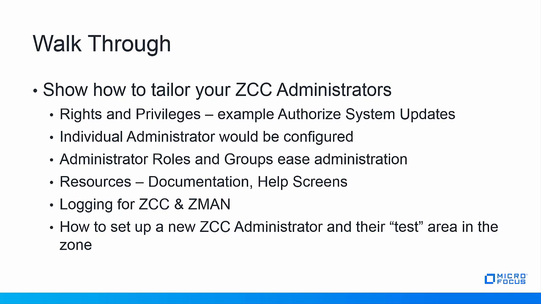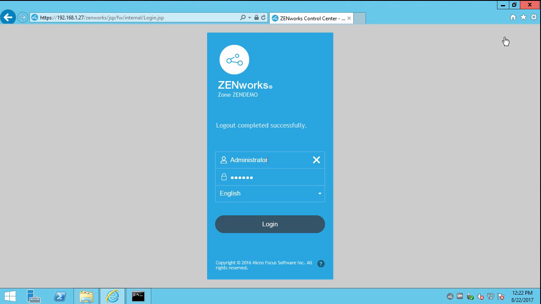And with this walkthrough, we're going to show you how to tailor your ZCC administrators for their rights and privileges, and the example will be to authorize system updates. We'll also show you the individual administrator, how it could be configured, and then administrator roles and groups for ease of administration. And then we'll show you the resources, documentation, and help screens. We'll show you where the login is for the ZCC and ZMan, and how to set up a new ZCC administrator and their test area in the zone. Let's have a quick walkthrough.